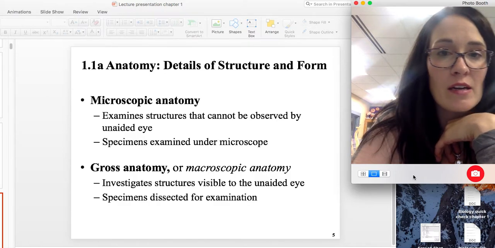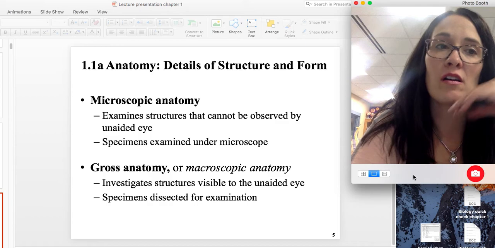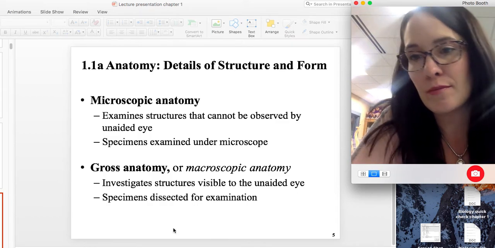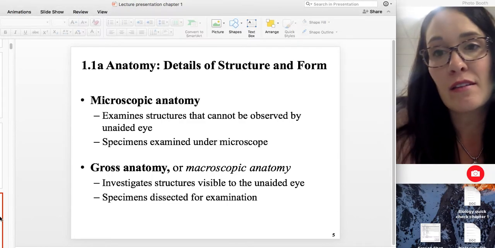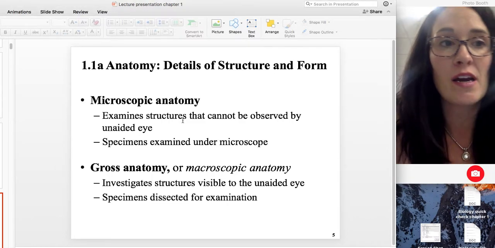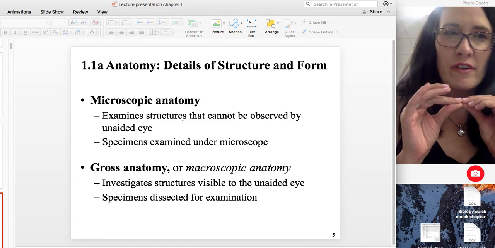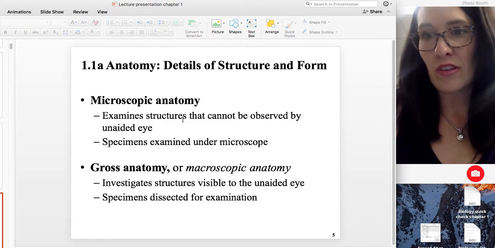Opening up an animal and looking to see where the lungs are in relation to the diaphragm or the heart, that's gross anatomy. Microscopic anatomy would be cutting off a section of that lung tissue and cutting it very thin and looking at it underneath a microscope.